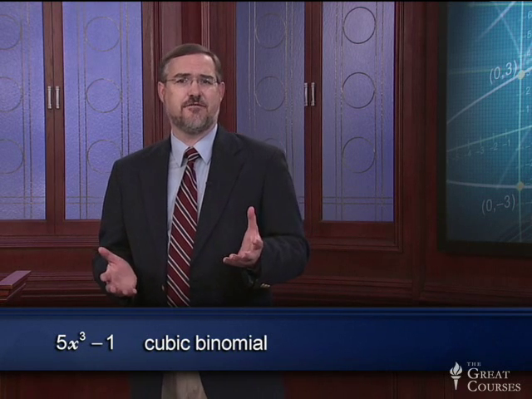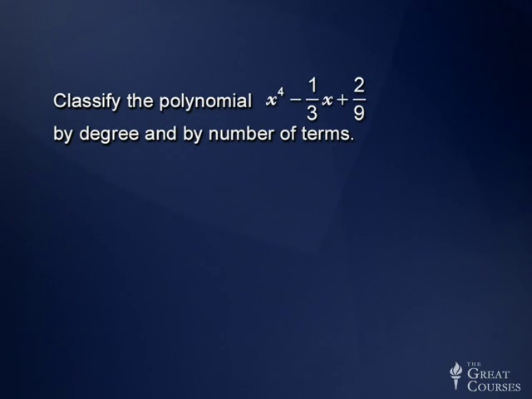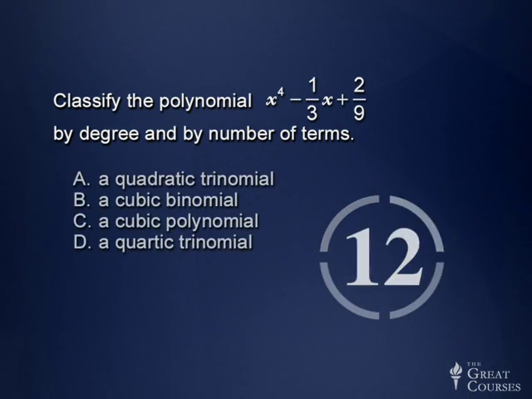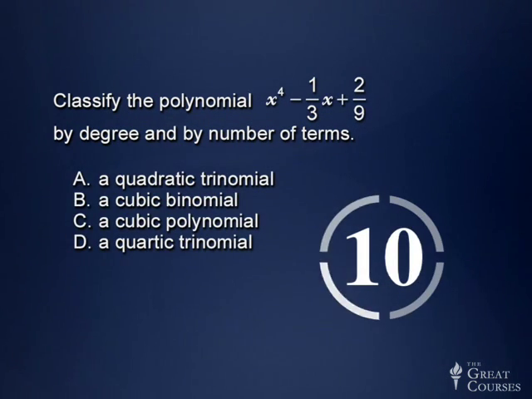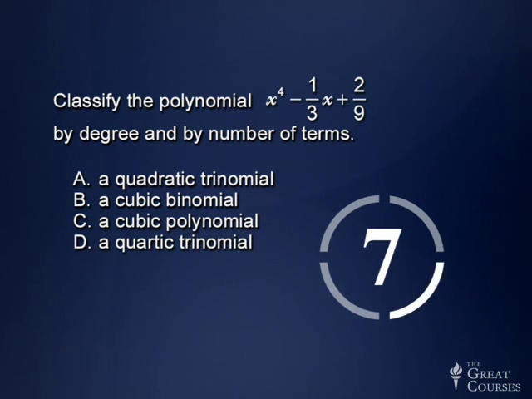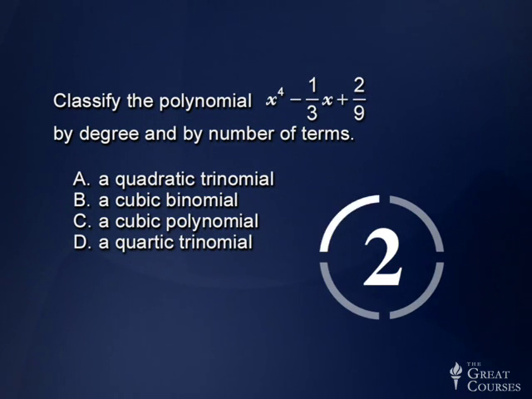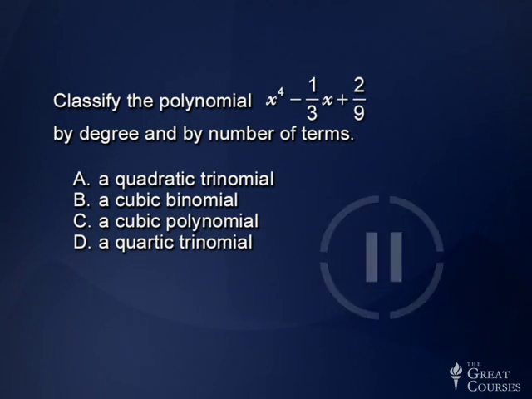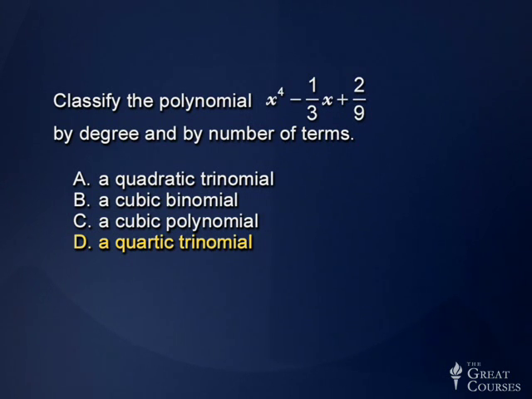All right, let's try classifying one more. x to the fourth minus 1/3 x plus 2/9. And I'd like you to try to classify that by degree and by number of terms. And I'll give you some choices. Maybe that's a quadratic trinomial, or a cubic binomial, a cubic polynomial, or a quartic trinomial. You try. Well, the answer there is the last one, the quartic trinomial. It has degree 4, so it's quartic, and it has three terms, so it's a trinomial. So we would call that a quartic trinomial.